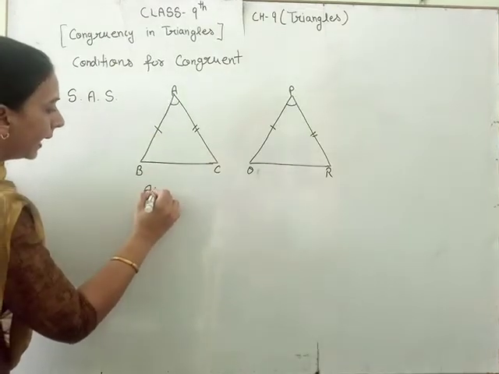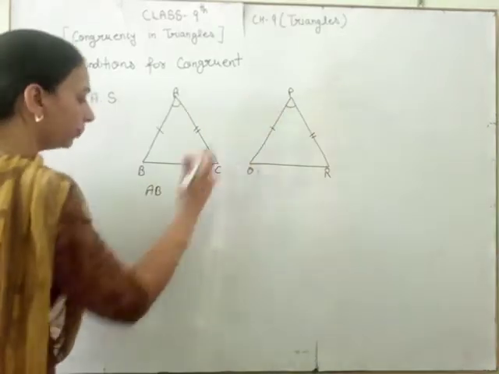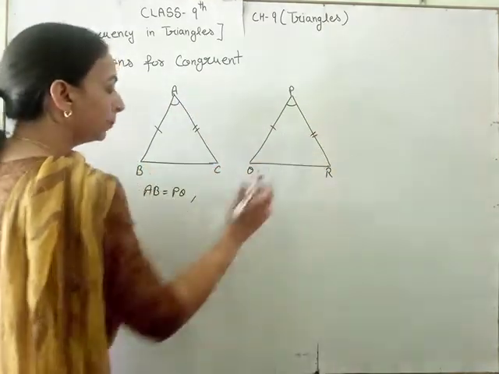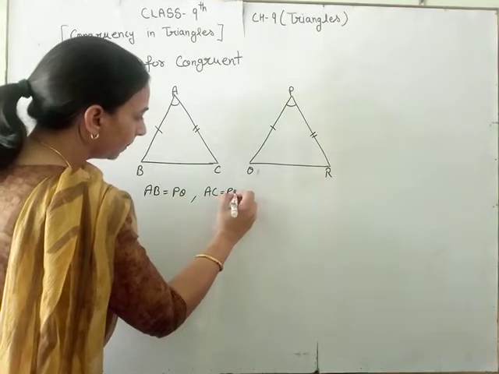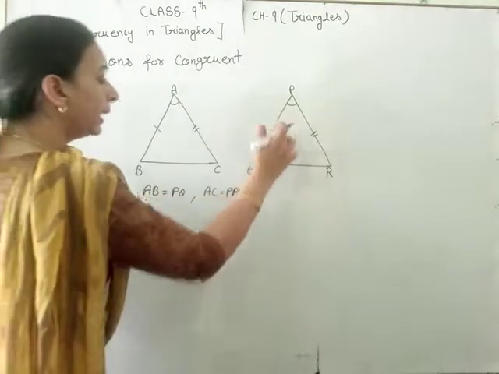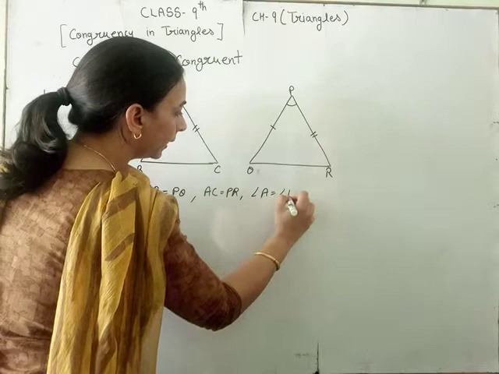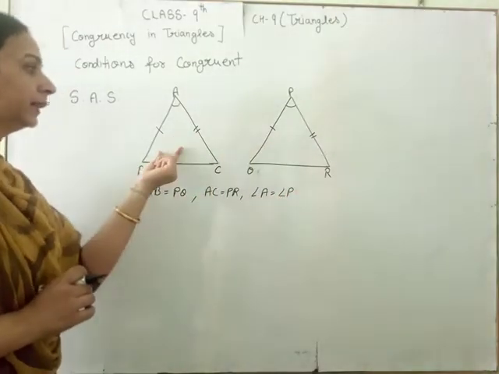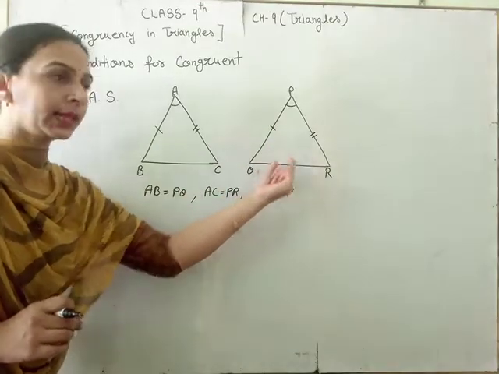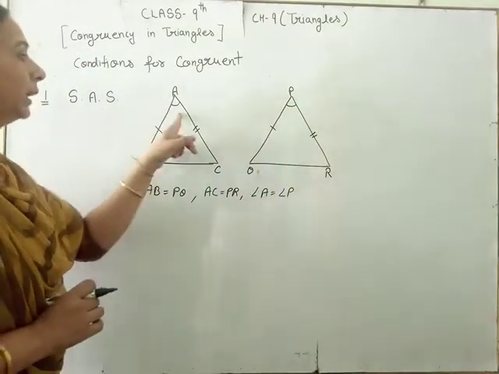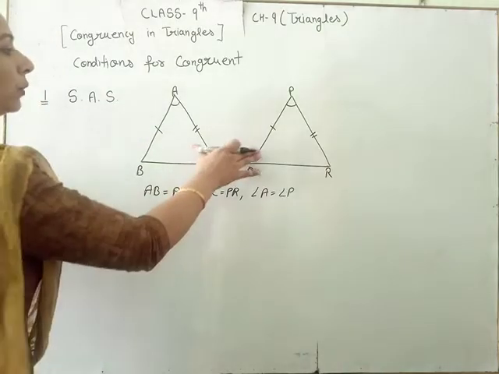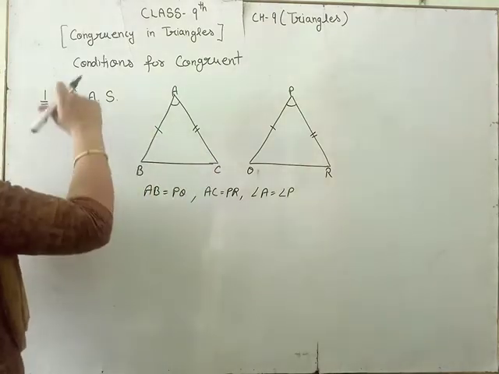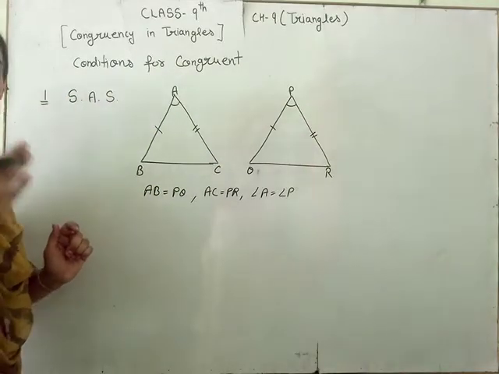If we write AB equals PQ, AC equals PR, and angle A equals angle P, that means two sides of one triangle are equal to two sides of the second triangle and the included angle is equal, then these two triangles are congruent. This is the first condition, and this condition is SAS, that means side angle side.